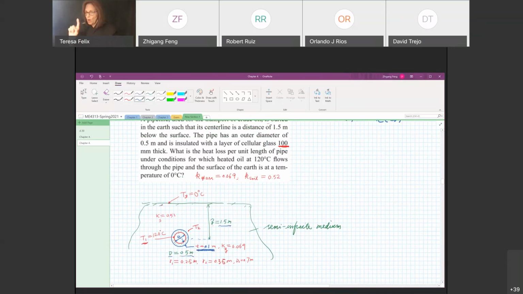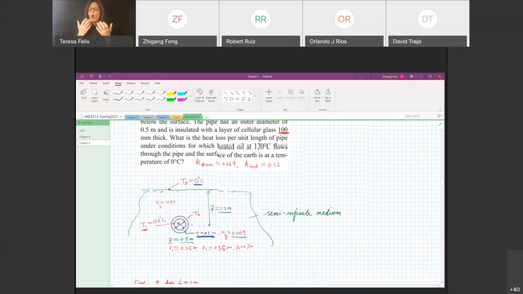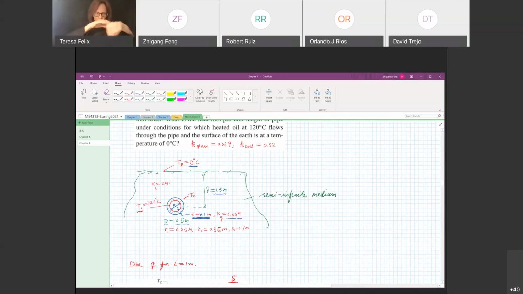The thermal conductivity of the insulation layer is given as 0.069. And the ground surface is 0 Celsius. We want to determine the heat loss per unit length from the pipeline. So we have hot oil inside the pipeline at temperature 120, and the ground is at a much lower temperature. So what's the heat loss due to the temperature difference?